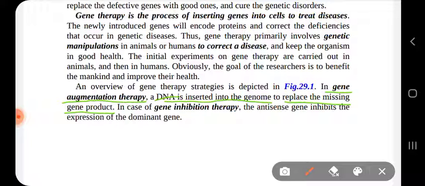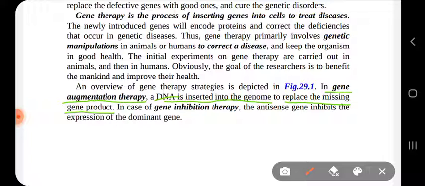You all know about nucleotide bases. Adenine, guanine, thymine, cytosine are the four nitrogenous bases arranged in the middle of your DNA's double helical structure, and they interact with one another through hydrogen bonds. So we are actually replacing that missing gene product due to alteration of the genes. Okay, what happened?